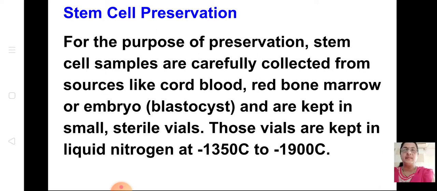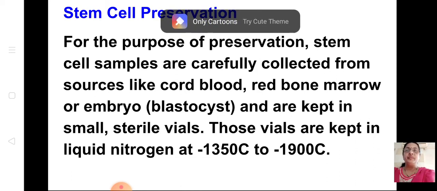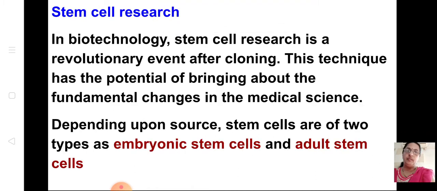Stem cells can be taken from the cord, the red bone marrow, or the blastocyst at the early embryonic stage, and they are kept in small sterile vials. Okay, and they can be stored in liquid nitrogen. So the stem cells can be preserved, and different types of other organisms or organs can be formed from them. Okay, now stem cell research.